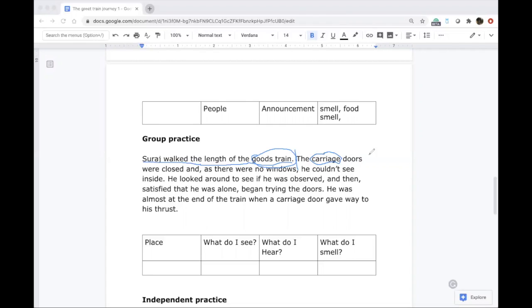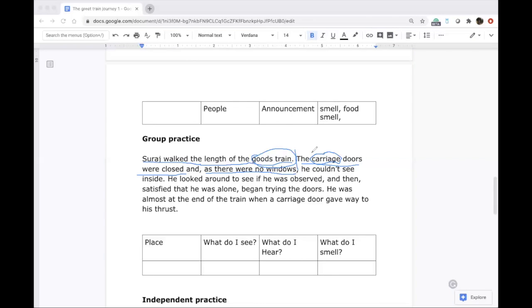How is the goods train? Does it have doors? No, sir. Read the sentence. The carriage doors were closed. Yes, sir, it has doors. It is written over there. Yes, that carriage has doors, but they were closed. Do you think the carriage has windows? No, sir. Because they were explicitly saying there are no windows.